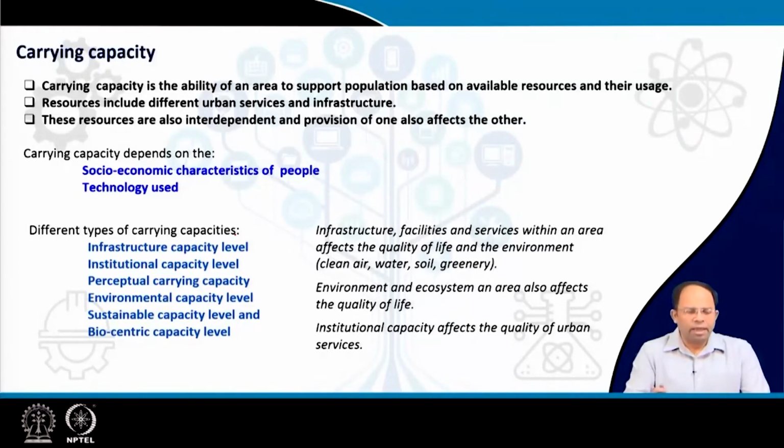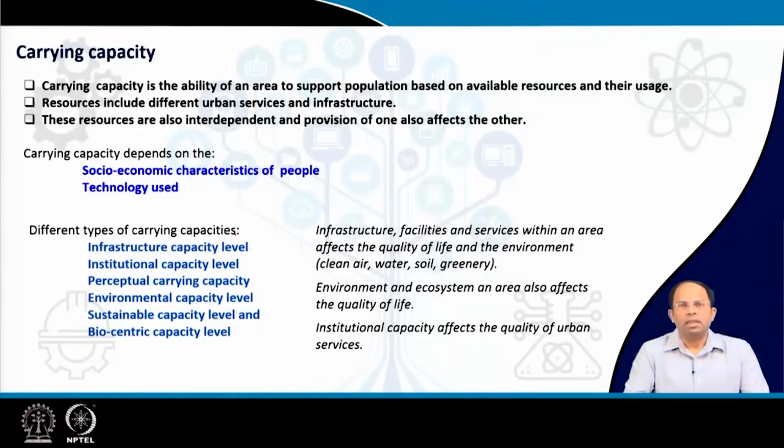But the problem is the resources or these urban services and infrastructure which are there, they are also interdependent on each other, and provision of one of them will also affect the other. So provision of services will determine how many people will be there. And on the other hand, if there is already a certain number of people, we can provide certain kind of infrastructure because there is no space available for provision of other infrastructure. And also provision of certain infrastructure influences the provision of other infrastructure. So if I provide too much of one thing, the other thing may also get affected, right?